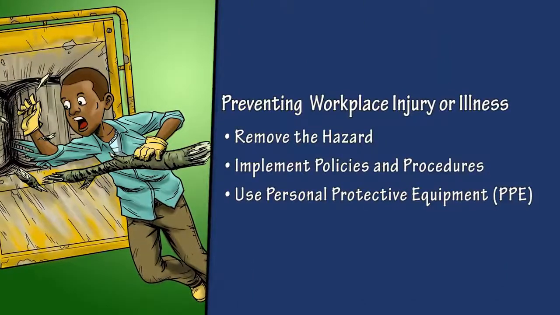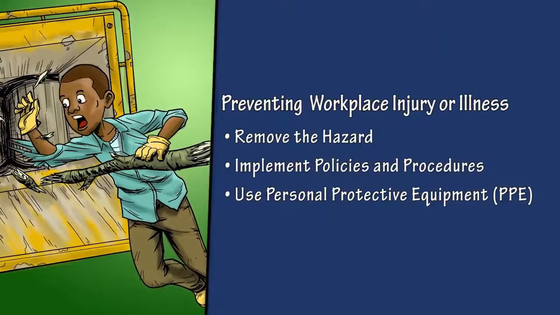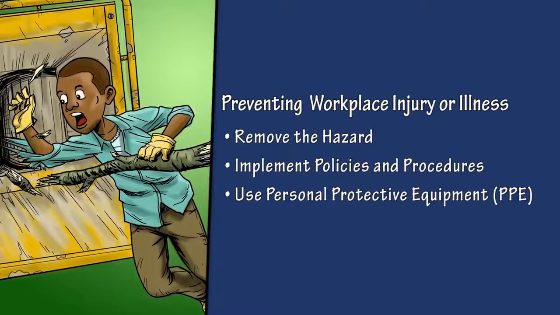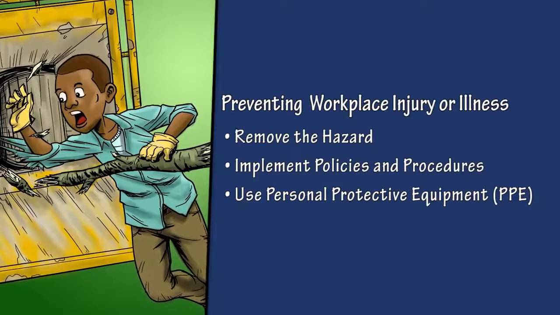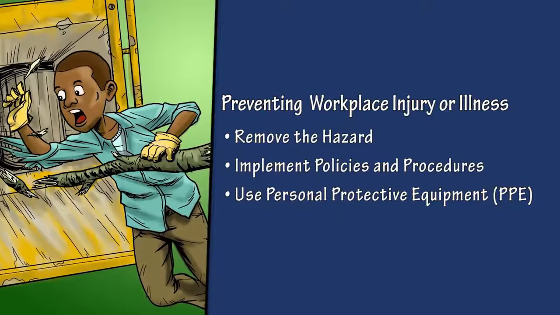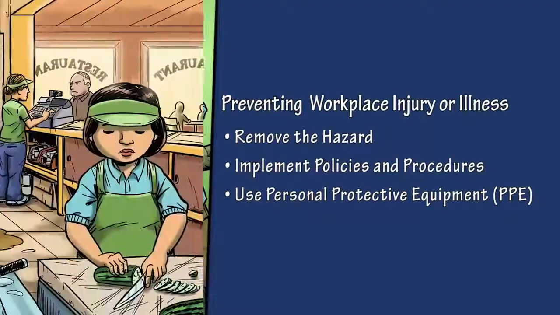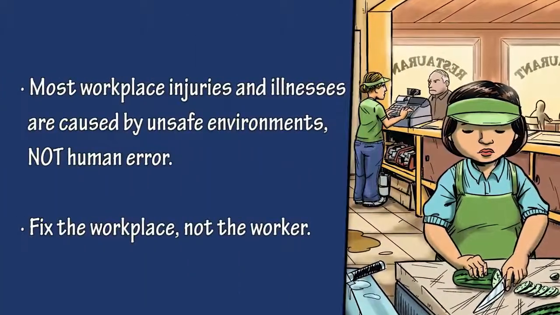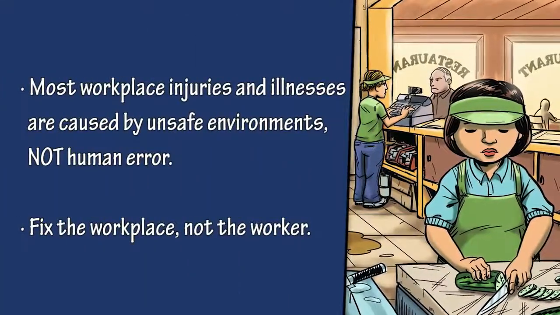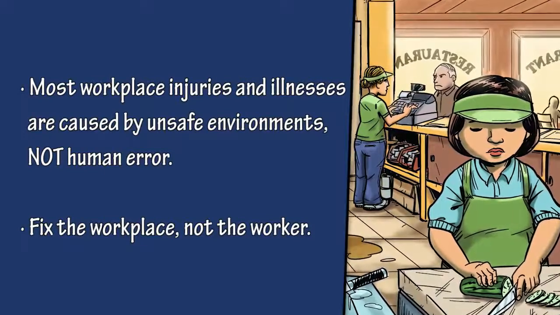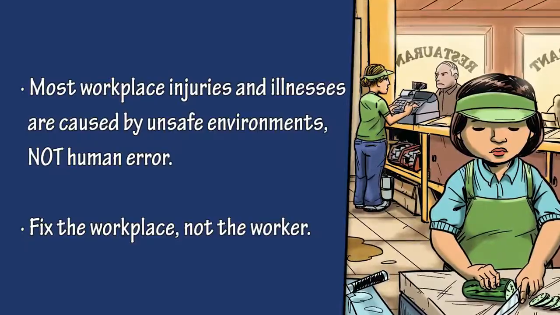The best way to prevent a workplace injury or illness is to remove the hazard. If this can't be done, then hazards can be controlled through work policies and procedures or the use of PPE, personal protective equipment, such as the respirator or hearing or eye protection. Most workplace injuries and illnesses are caused by unsafe environments, not human error. A good way to think about addressing hazards in the workplace is fix the workplace, not the worker.